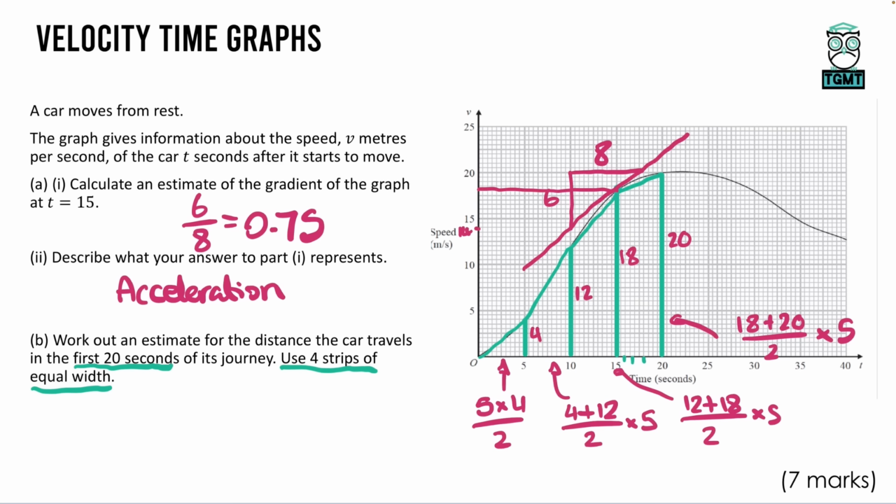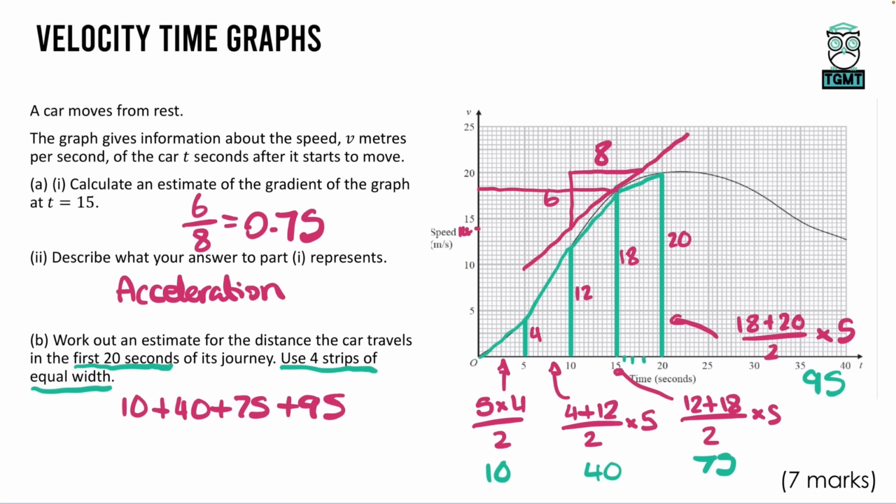So when you type these all into the calculator, for a few of them, we can probably get the number quite easy. 5 times 4 is 20, divided by 2 is 10. We have 4 plus 12, which is 16, divided by 2 is 8, times 5 is 40. 12 plus 18 is 30, divided by 2 is 15. 15 times 5 is 75. And then 18 plus 20 is 38, divided by 2 is 19, times 5 is 95. So the total, we have 10 plus 40 plus 75 plus 95.